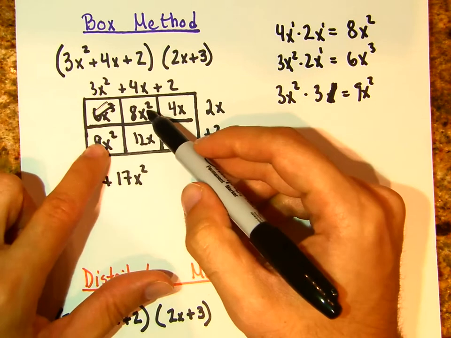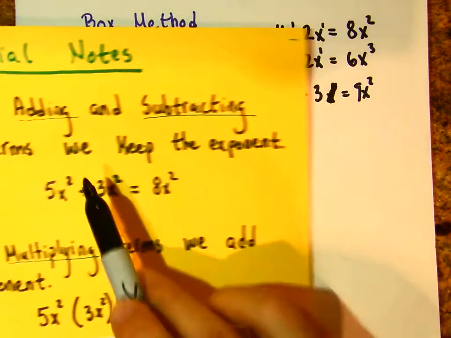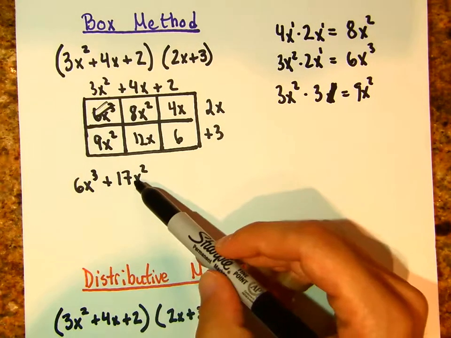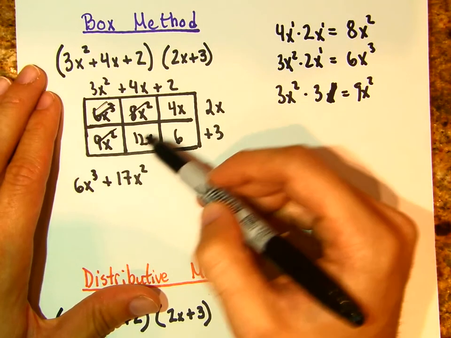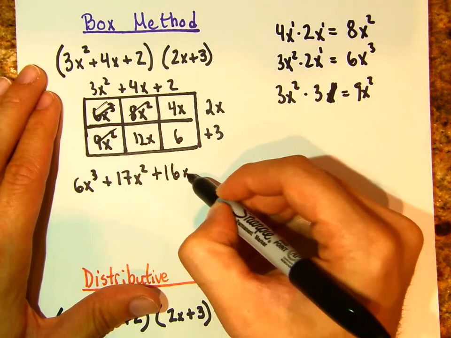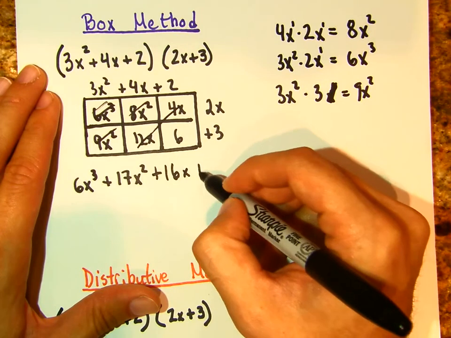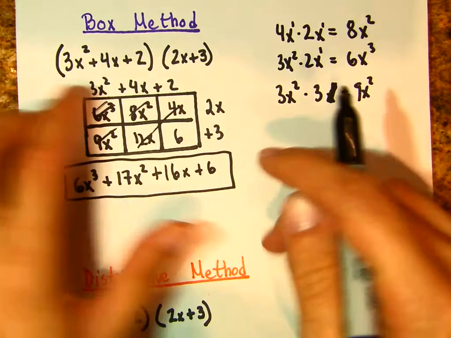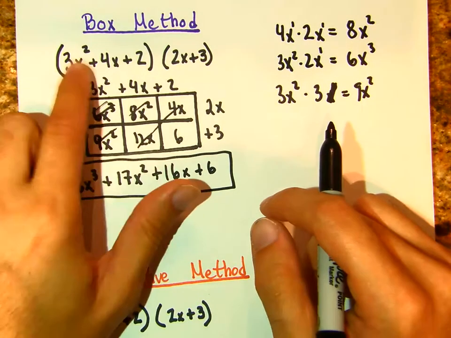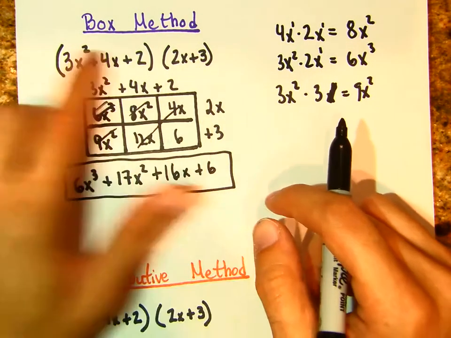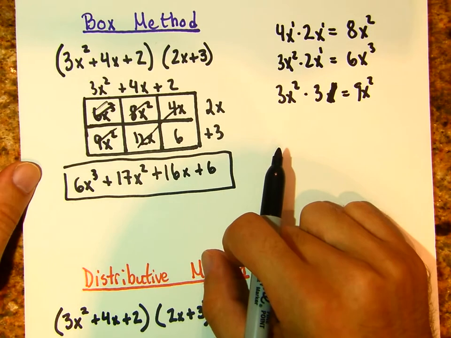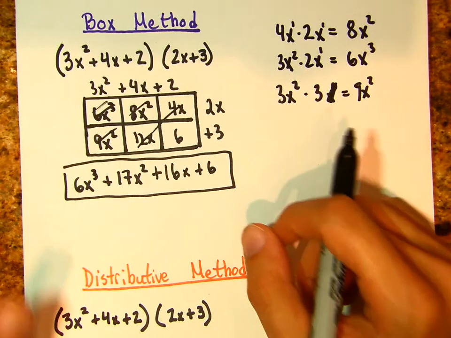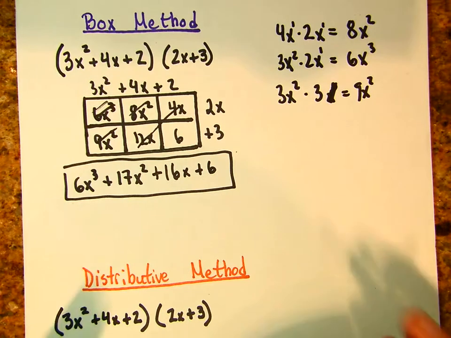Because right now, what are we doing? We went from multiplying, now we're adding and subtracting where we keep the base. So this is 17x squared. So we're done with this and this. 4x and 12x is 16x, and this is 6 over here. And then that's it. When we multiply this polynomial with 3 terms, with this polynomial with 2 terms, we have our final polynomial here. And how many terms are there? 4 terms. Okay, so this box method is really nice to keep us organized.